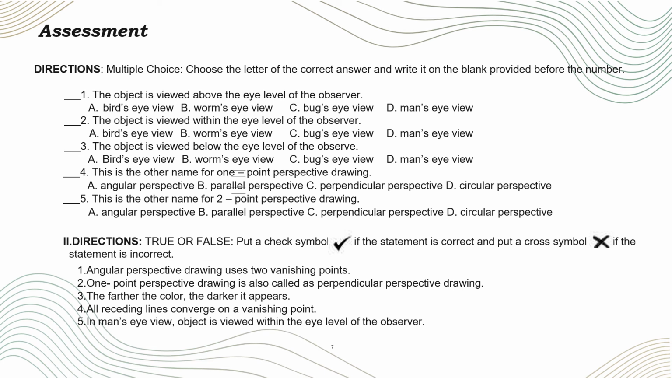Lastly, to test your knowledge that you gained from this module, please answer the assessment. For the direction, choose the letter of the correct answer and write it on the blank provided before the number. Next, for the second part, true or false. Put a check symbol if the statement is correct and put a cross symbol if the statement is incorrect.